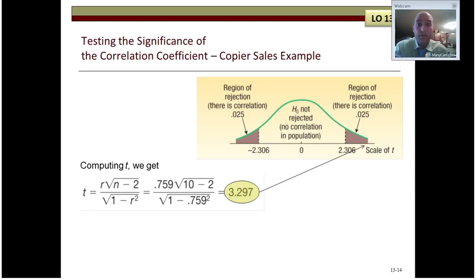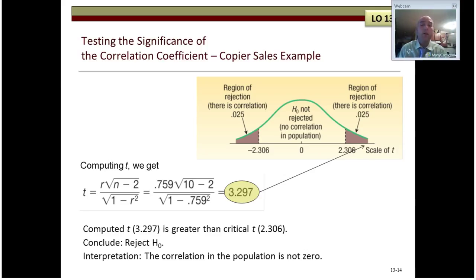3.297 is in the region of rejection, so we do get to reject the null hypothesis. We get to reject the statement of equivalence. We get to reject the notion that the number of sales calls and the number of sales are not related. We reject they are not related. We have enough evidence to accept these two things are related. That's where we end up at. We can reject the null. And the correlation in the population is not zero. It's something. What do we think it is? Well, our best guess for the population parameter is our sample statistic. Our sample statistic is 0.759. So we think we have evidence to say that that rho, the true population correlation, is probably 0.759. And it's certainly not equal to zero.